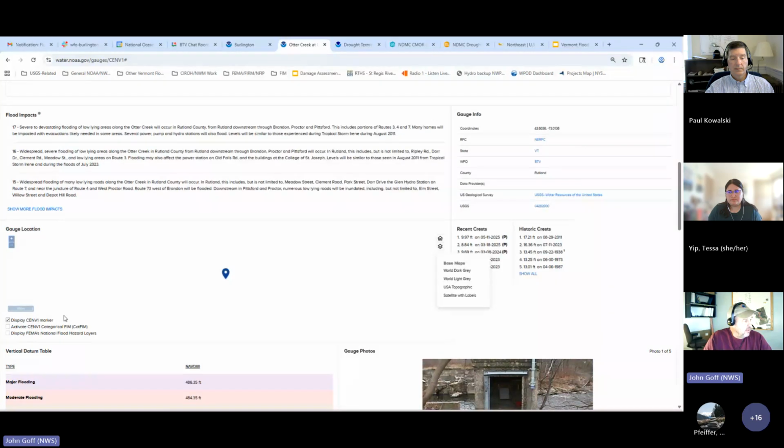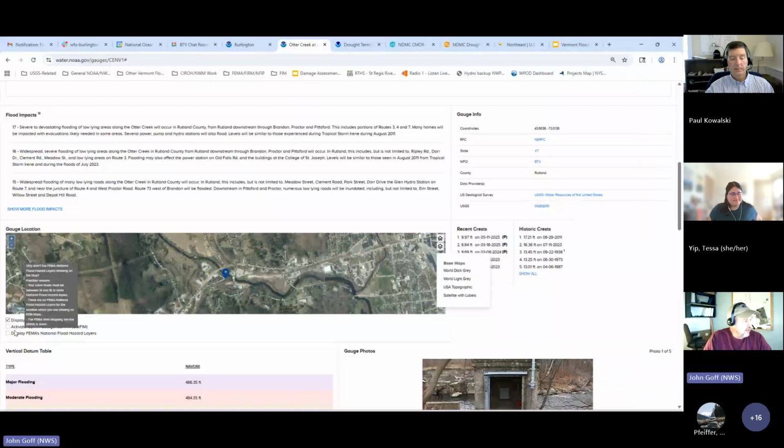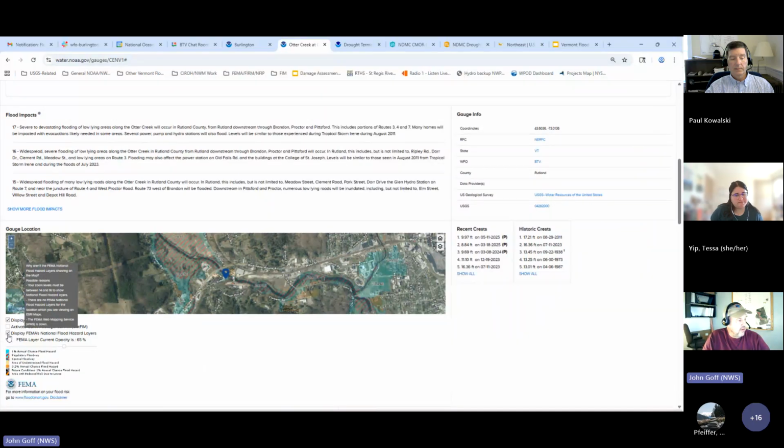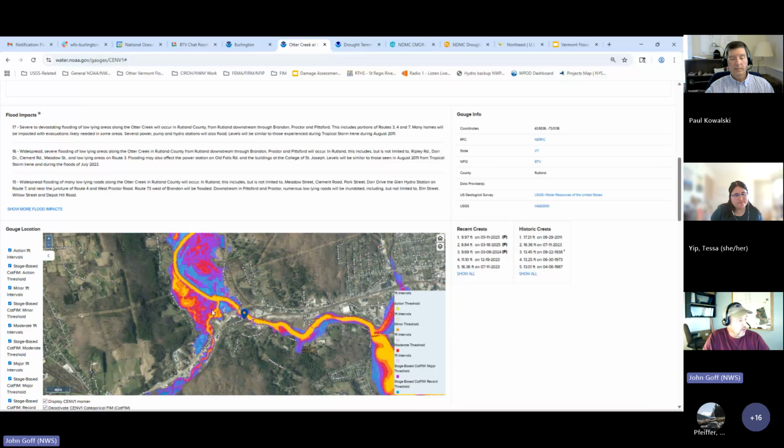For some reason, it's not loading, but come on, you can do it. It's taking its good old time. And then here, see this? You can actually display the FEMA layers on here too. You can turn on the FEMA flood hazard layers if you want to look at that. But here's where you activate the partner FIM.